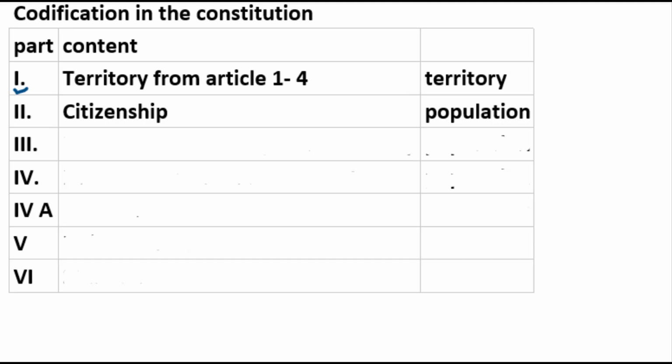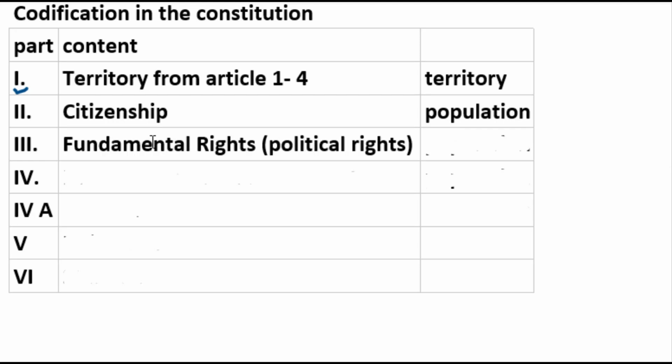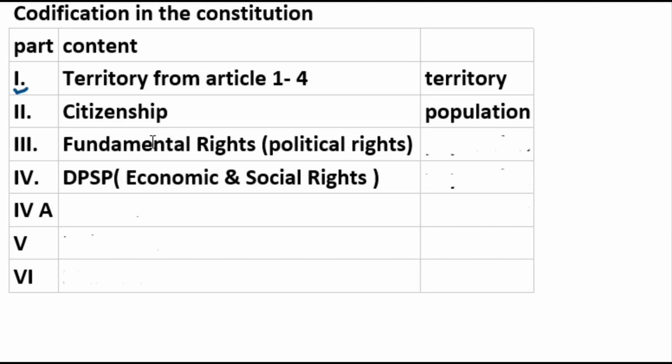Now perks and privileges under the Constitution have been given in the form of the rights. And rights under our Constitution have been given under two heads, under two parts. Part 3 consisting of the fundamental rights, and part 4 consisting of the directive principles of state policy.